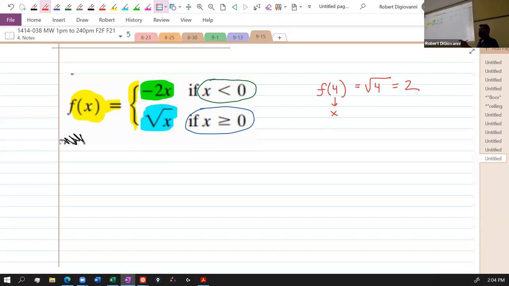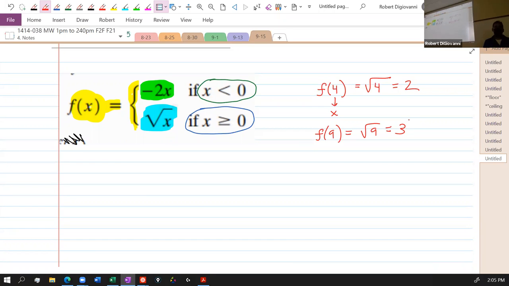Somebody give me another x value that I would plug into this function and use that same bottom piece. 9. Okay, so if I did f of 9, then of course, 9 is bigger than or equal to 0. So we would get square root of 9, which would be 3. And thank you for using 9, because I could take square root of 9. If you said 5, then I'd be like, crap, need a calculator, right?